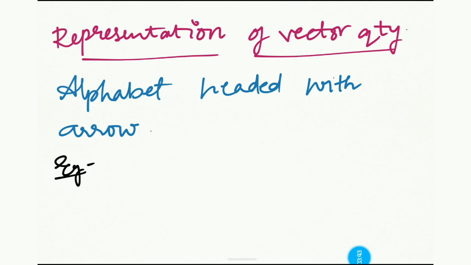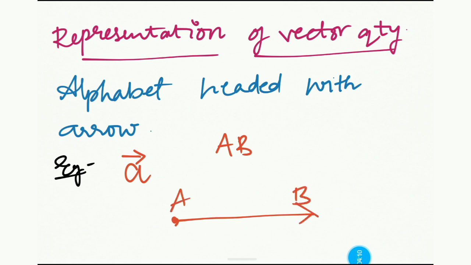Now we have to see the representation of a vector quantity separately because it is very important. A vector is denoted by using an alphabet overheaded with an arrow. For example, if I take a physical quantity A and put an arrow mark on top of it, it becomes a vector. Now if A is the origin and B is the terminus, that means the end part, then the vector will be represented as AB bar.